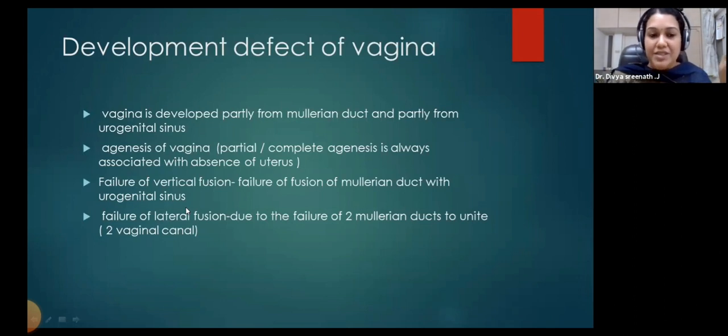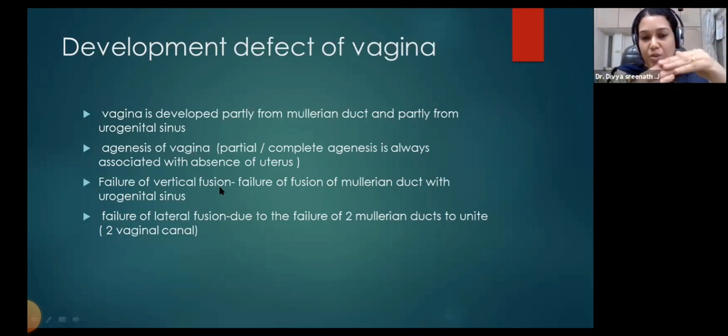In certain patients, it is a rare condition, there will be agenesis of the vagina. Agenesis means absence, complete absence, or even partial, meaning either the lower one third or upper one third portion is absent. Complete agenesis is usually associated with complete absence of the uterus also. It is a developmental defect known as Mayer-Rokitansky syndrome. It is rarely seen, and it is due to failure of vertical fusion.